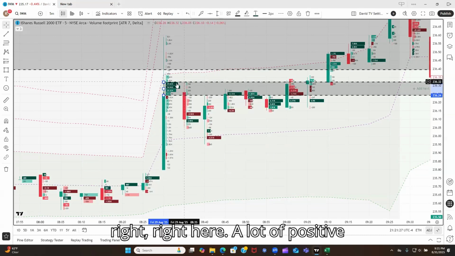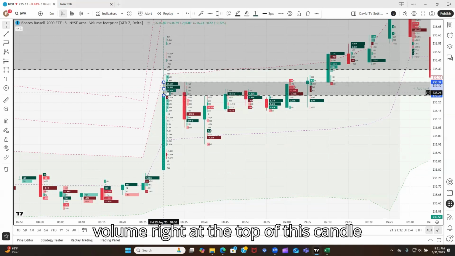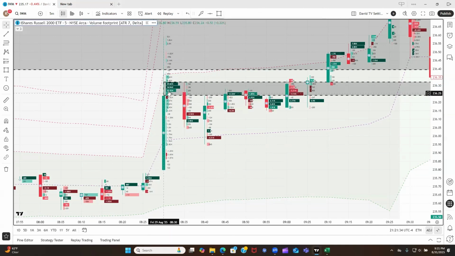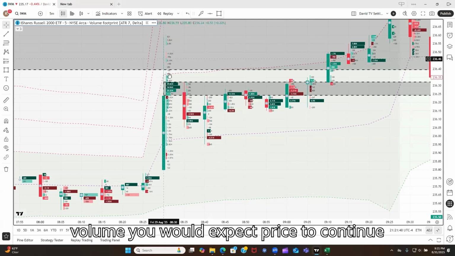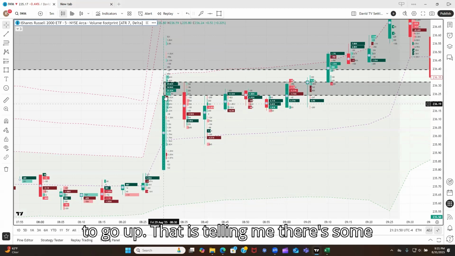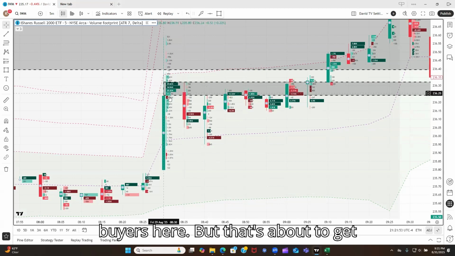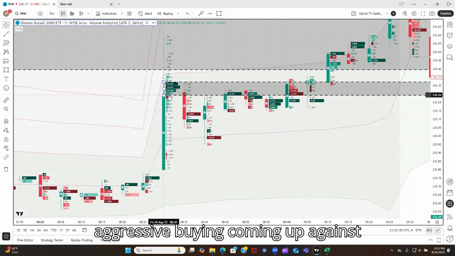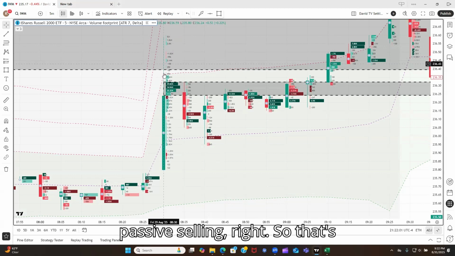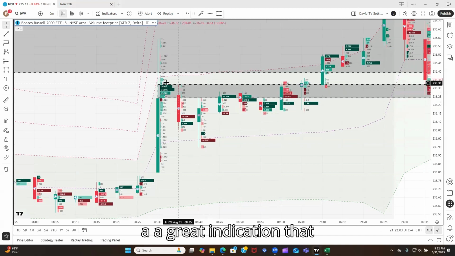All right. Right here. A lot of positive delta, positive volume right at the top of this candle with a whole lot of volume. I mean, 29,000, 34,000, 25,000, 11,000. But price ain't going nowhere. There was a rejection, right? With all of that volume, you would expect price to continue to go up. That is telling me there's some buyers here, but that's about to get trapped by a wall of sellers, aggressive buying coming up against passive selling, right?